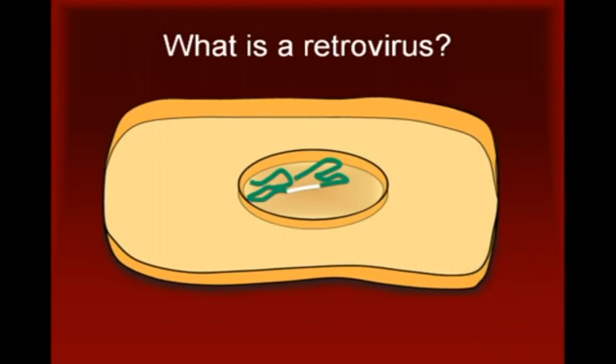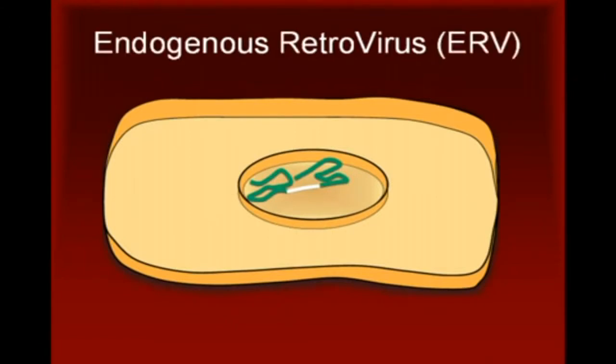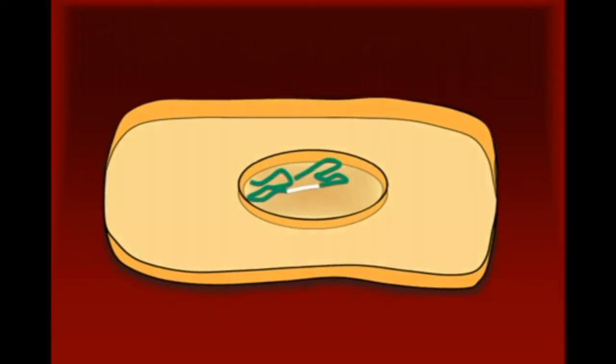An endogenous retrovirus, or ERV, is a stretch of DNA that has been left behind by a past retroviral infection. If a retrovirus infects a germline cell, those cells that produce sperm and egg, then every cell in the resulting offspring will contain the retroviral DNA sequence within it.